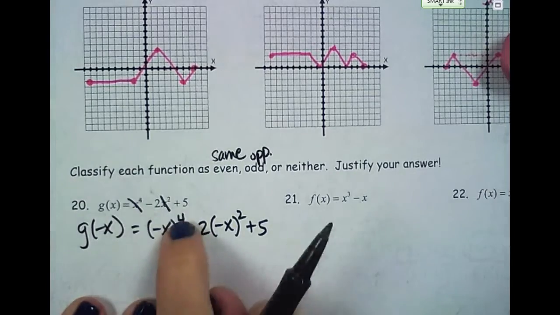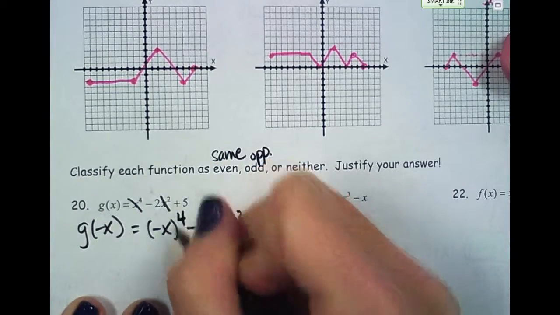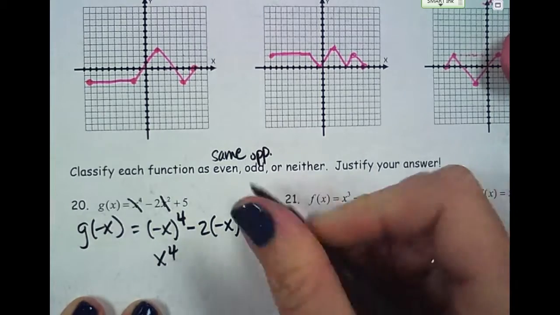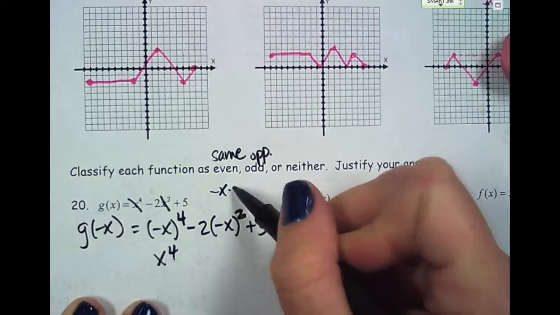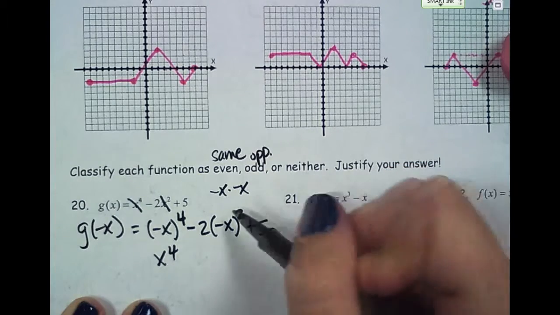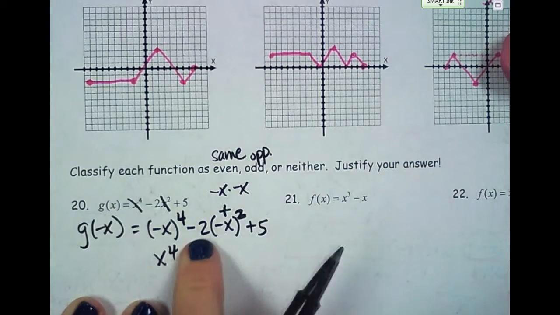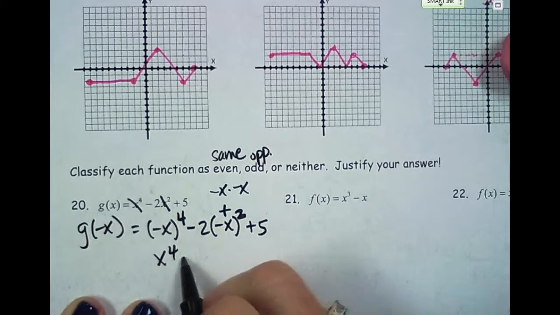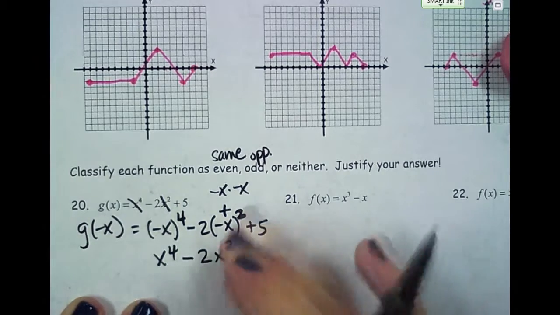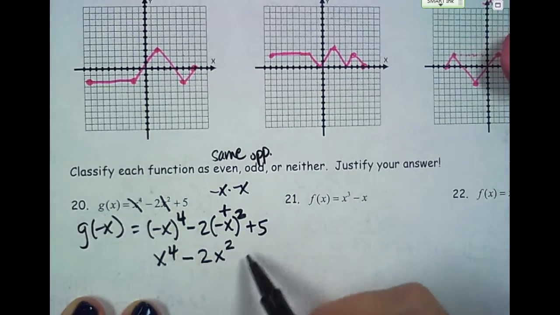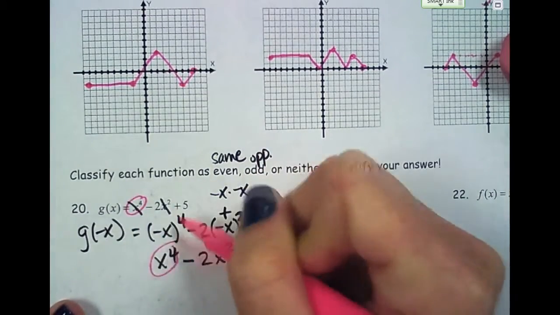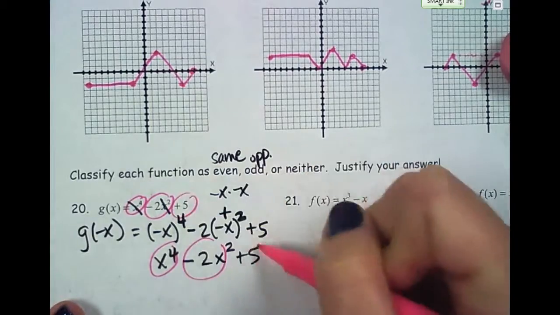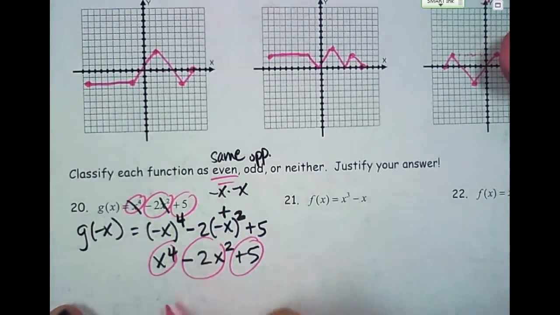Then you evaluate it. If it's an even, since this is a 4, it's even, this stays positive. This is an even, so it's going to be positive. Remember, because a negative x times a negative x is positive x. So this is positive. The problem is, this is a tricky one. The 2 is negative. So a negative 2 times a positive stays negative. Negative times a positive is negative. And then drop down your plus 5. Now go back and compare. Same, same, and same. So that everything's the same, so it's called even.